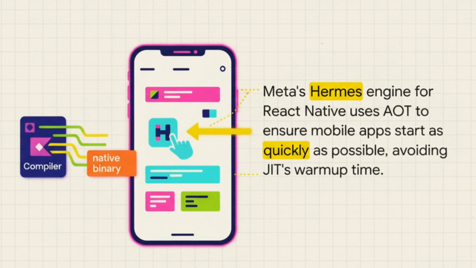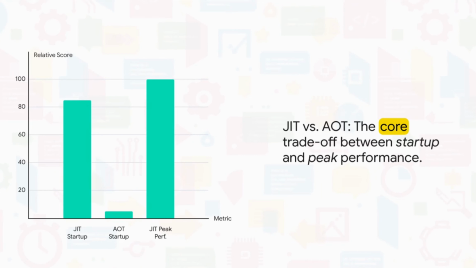And you see this used all the time in mobile app development. A great example is Meta's Hermes engine, which is used for React Native apps. Think about it. On a phone, when you tap an app icon, you want it to open now. You can't afford to wait for a long warm-up, so AOT is the perfect choice for that instant-on feel. This chart just nails the central trade-off perfectly. Look at startup time. AOT is almost instant, while JIT has that noticeable delay. But then look at peak performance. Because JIT can see how the code is actually running, it can often make smarter, more aggressive optimizations and achieve a higher top speed in the long run compared to the more one-size-fits-all approach of AOT.